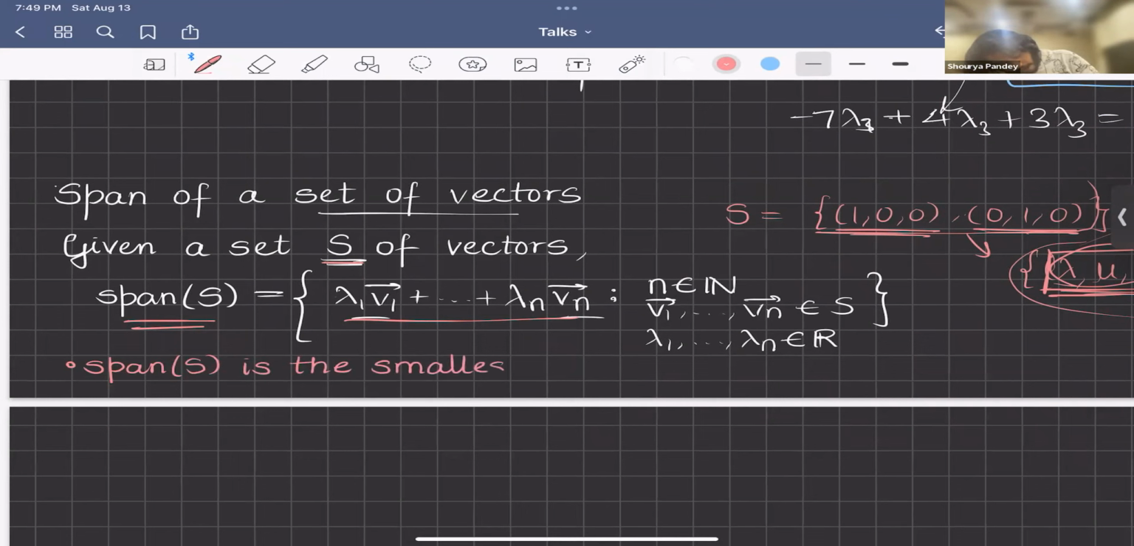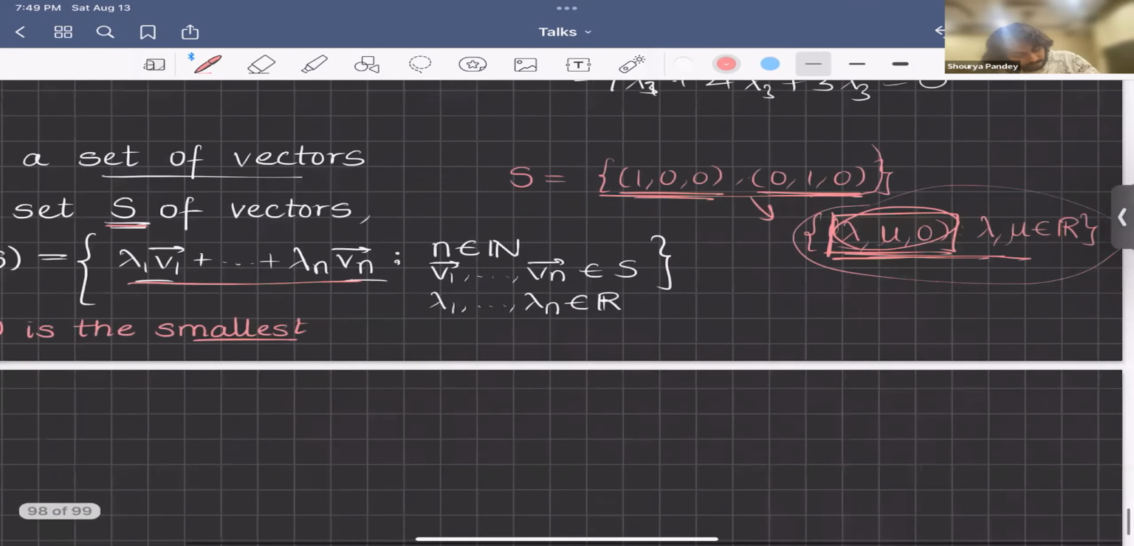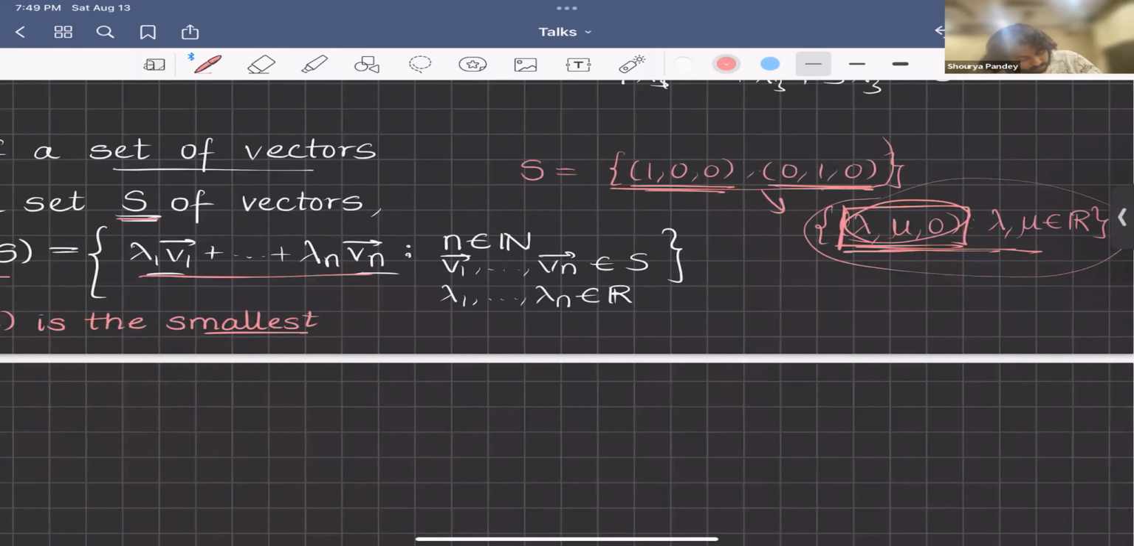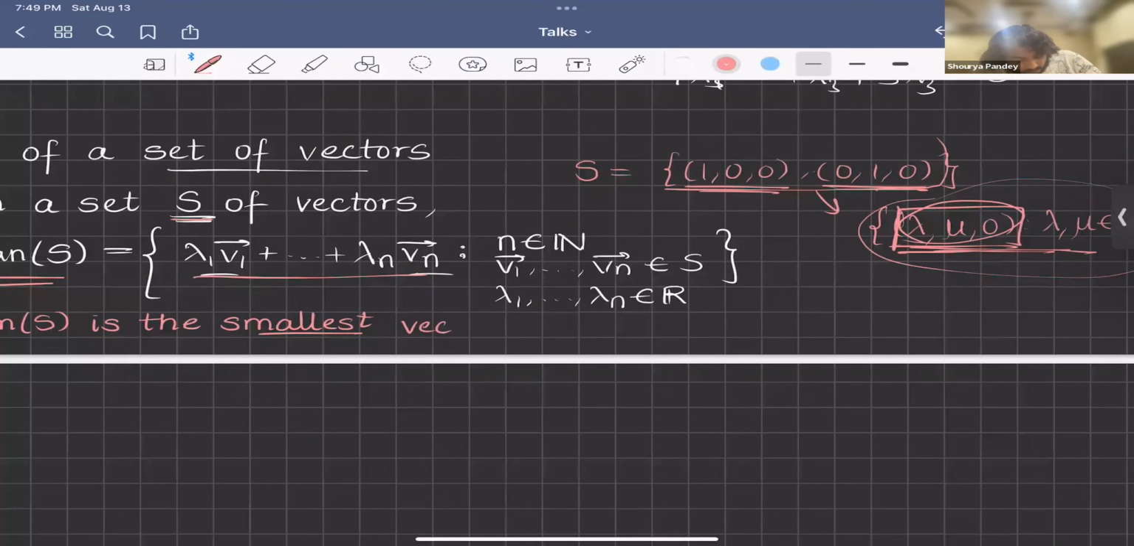So basically, span S is the smallest. And here by smallest, I mean any other vector space is a superset. So not smallest in terms of any particular metric, it's just the smallest vector space containing S. Great.